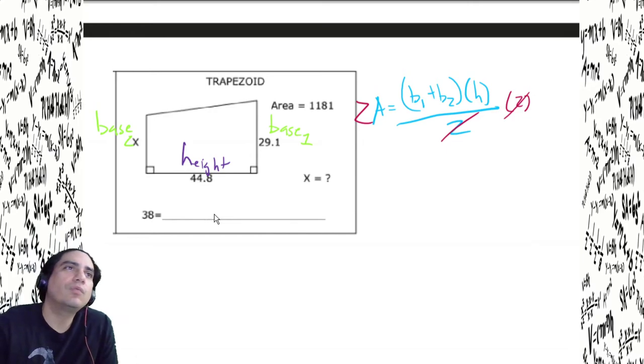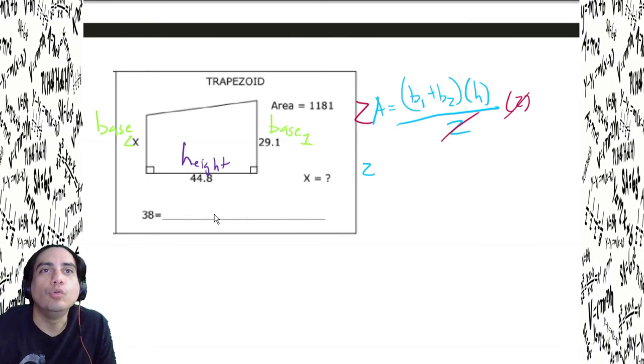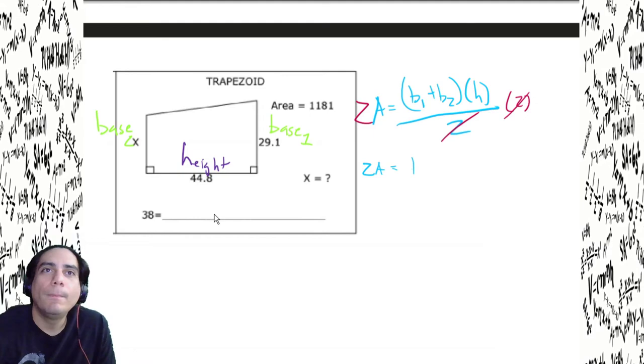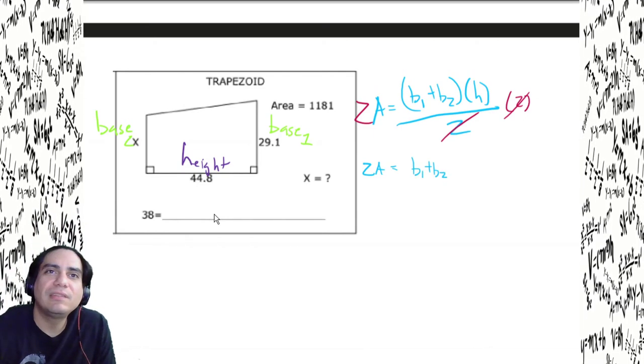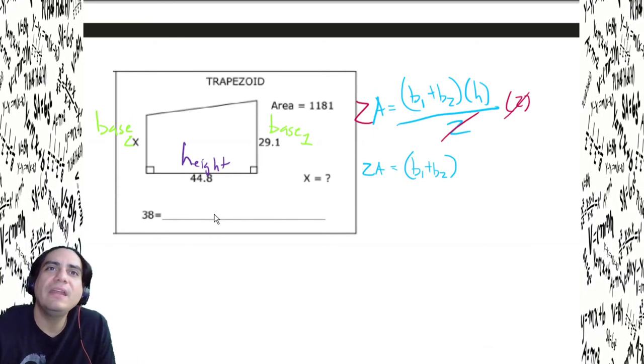They cancel on the right. We got a new formula: 2 areas equals base 1 plus base 2 being multiplied by the height.